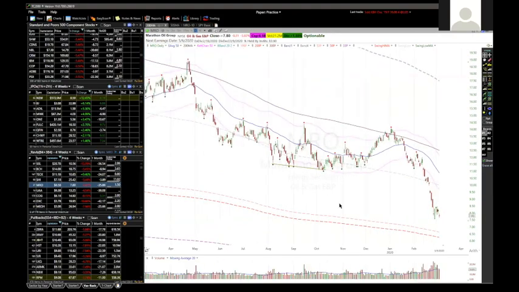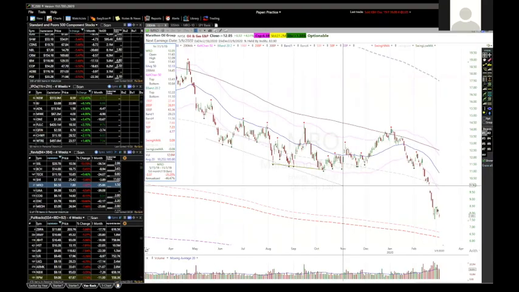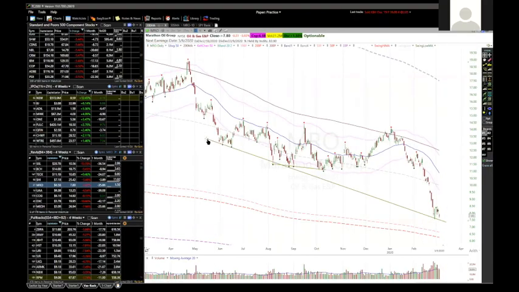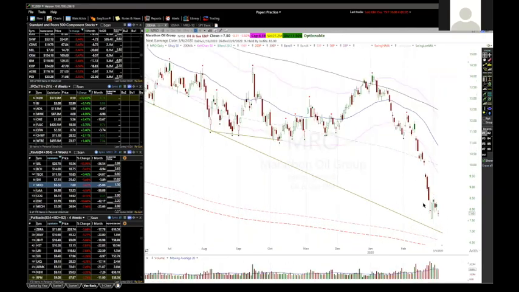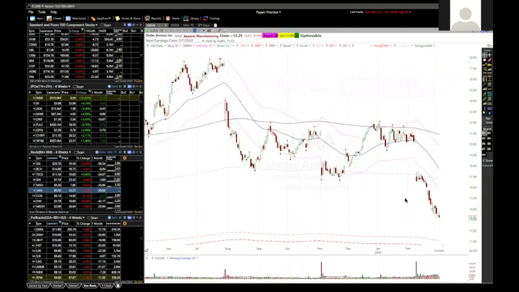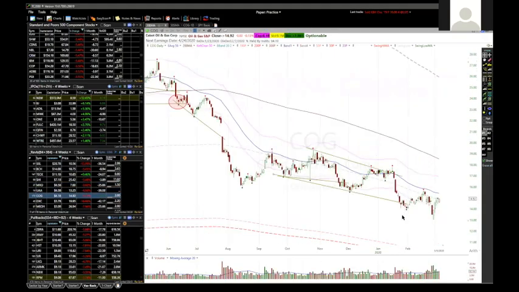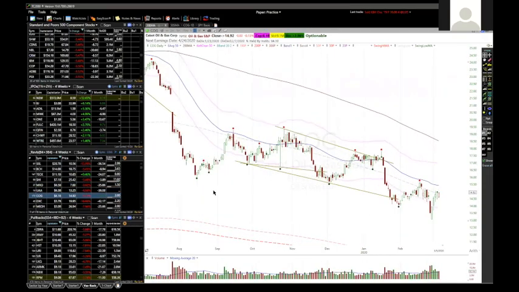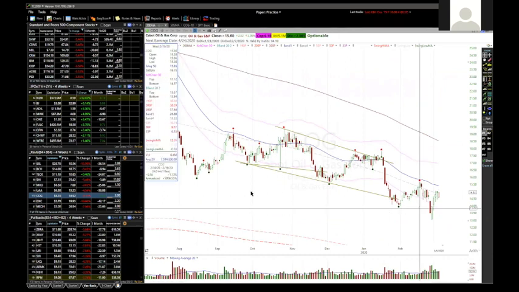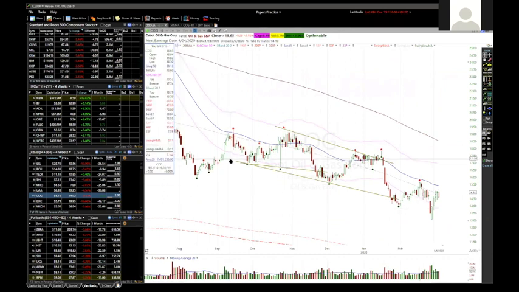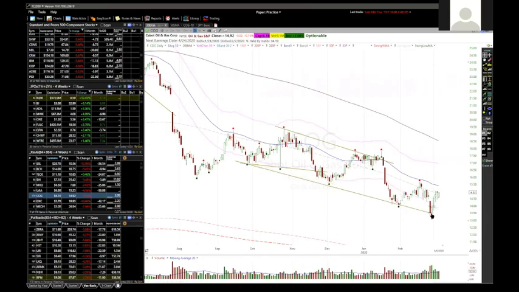Marathon Oil, not a good setup yet, but something you might want to watch as a potential reversal setup if it comes down here. Under Armour, Cabot, a lot of the oil stocks have sold off really hard, and they're all in the oversold area here.